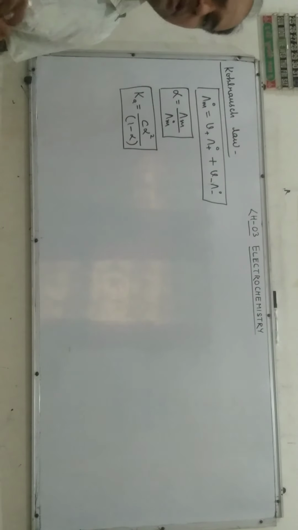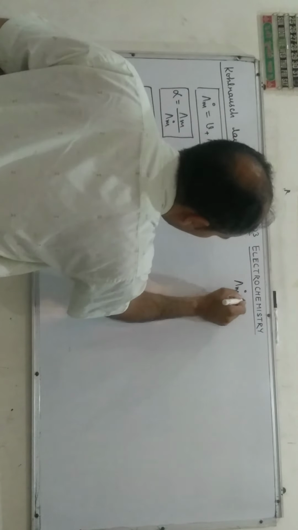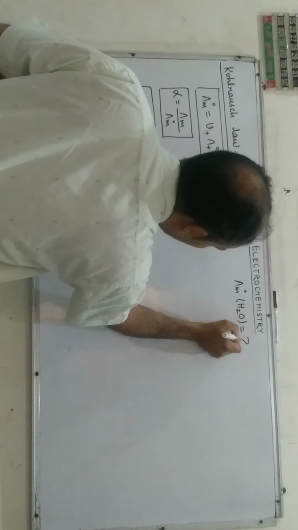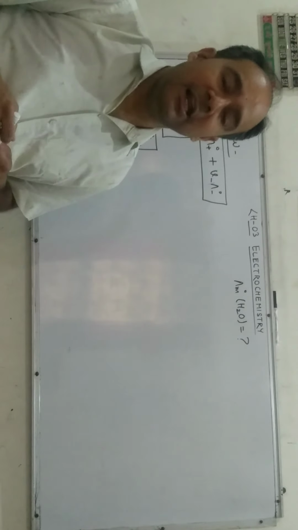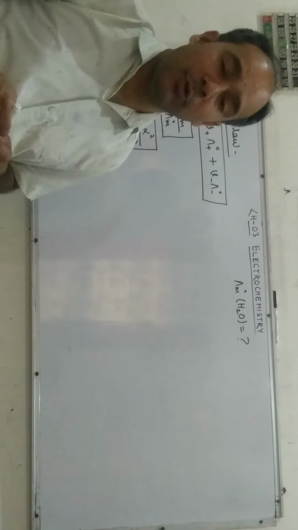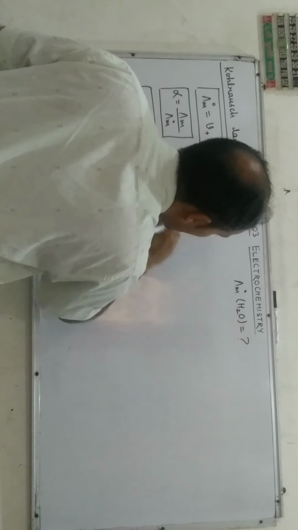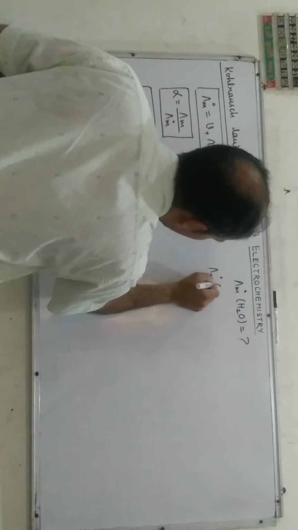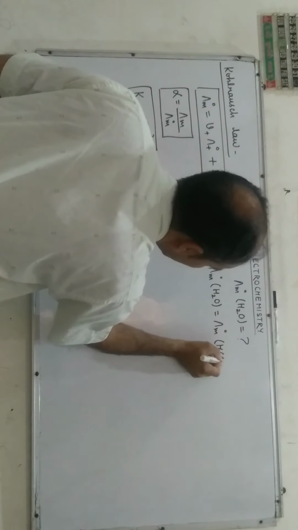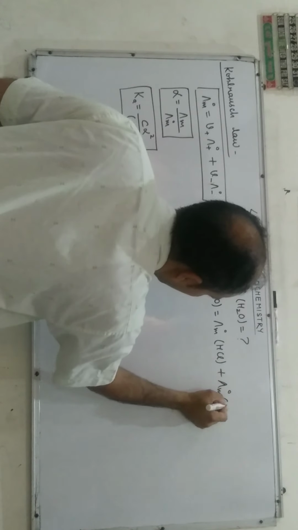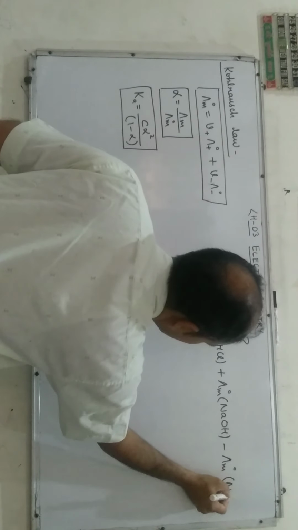Now let us discuss our numerical. We have a question: suggest a way to calculate lambda m naught for water. Our aim is to calculate lambda m naught for water. How do we calculate lambda m naught for water? By knowing the values of lambda m naught HCl, lambda m naught NaOH and lambda m naught NaCl, we can calculate lambda m naught H2O as lambda m naught H2O is equal to lambda m naught HCl plus lambda m naught NaOH minus lambda m naught NaCl.